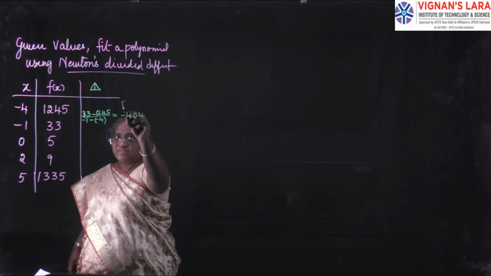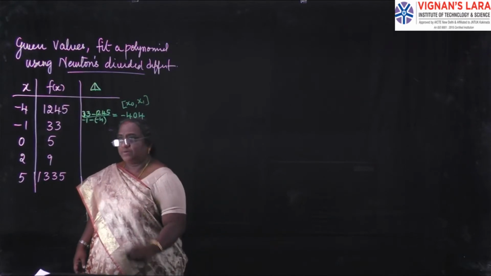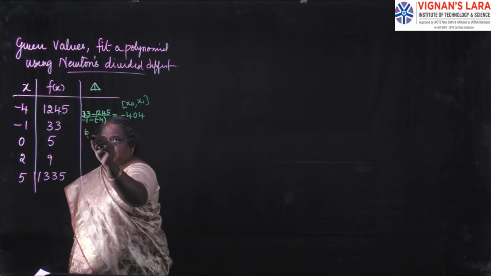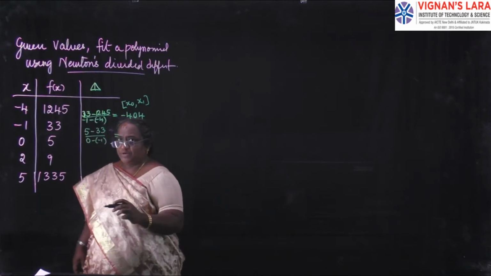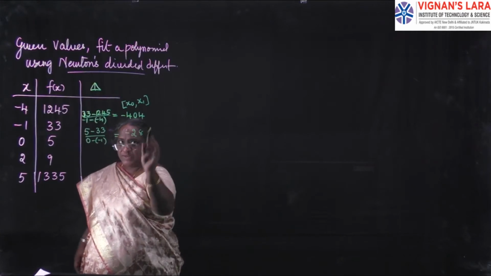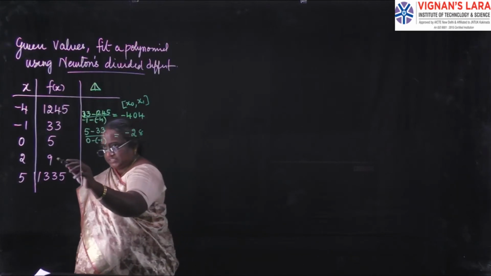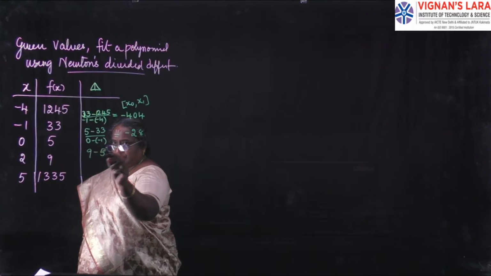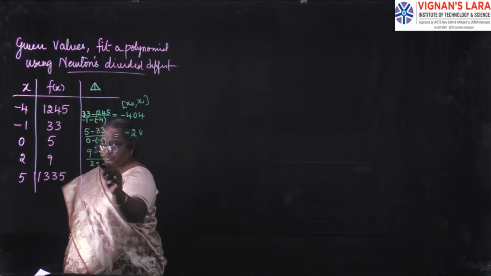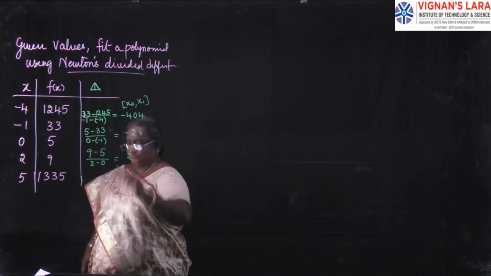So this is our first divided difference of x0, x1. Next we have 5 minus 33 by 0 minus of -1. 5 minus 33 is -28, and 0 minus of -1 is 1. That is the first divided difference between x1 and x2. Next, 9 minus 5 by 2 minus 0. 9 minus 5 is 4, and 4 by 2 is 2.